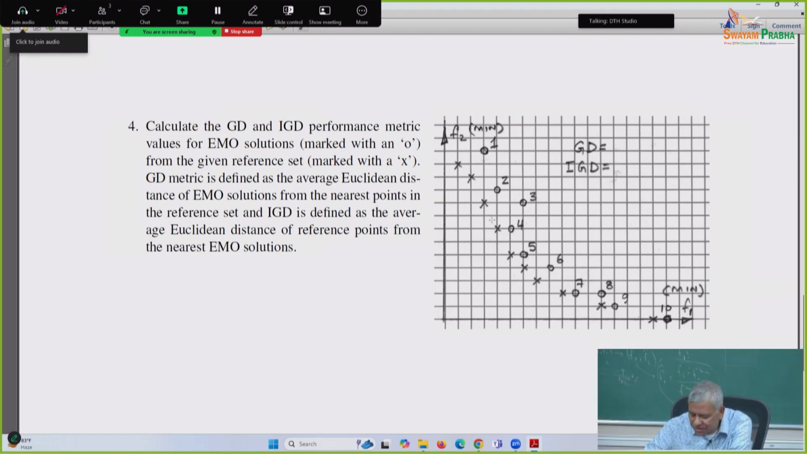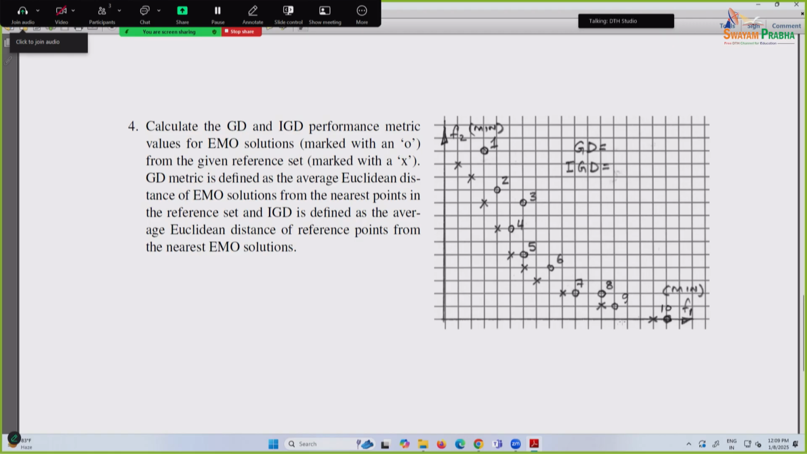Here is my reference set, the P star, the crosses, and here is the performance of an algorithm: 1, 2, 3, 4, 5. Note that 3 is getting dominated by 4. The rest are all non-dominated. Can you identify GD? What will be the GD value and what will be the IGD value?